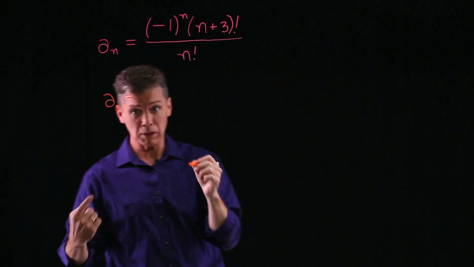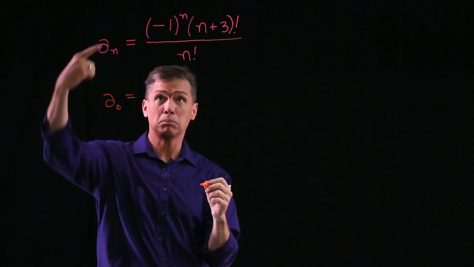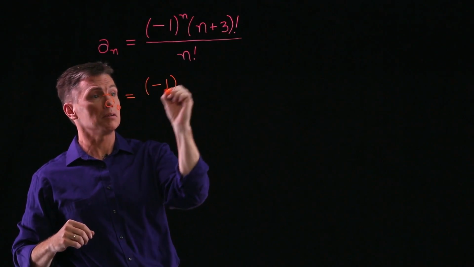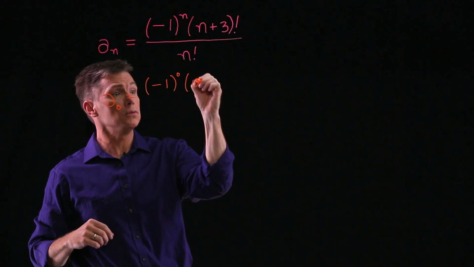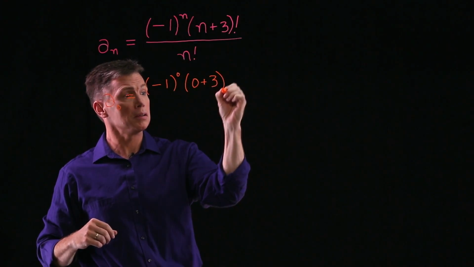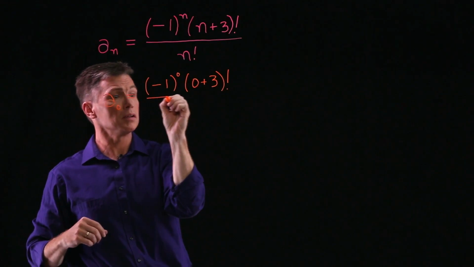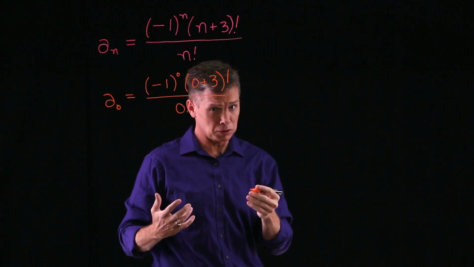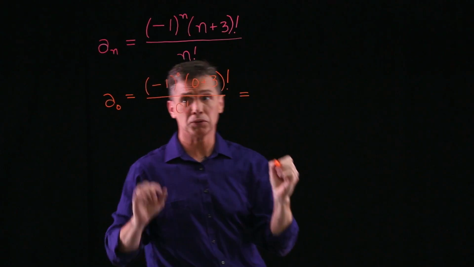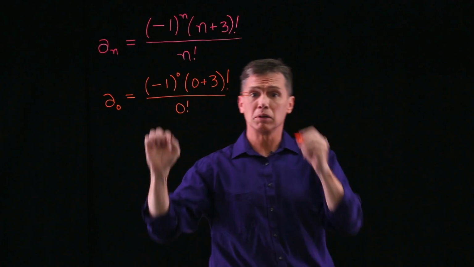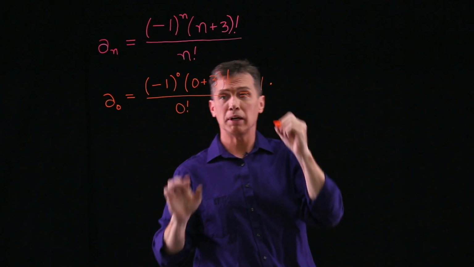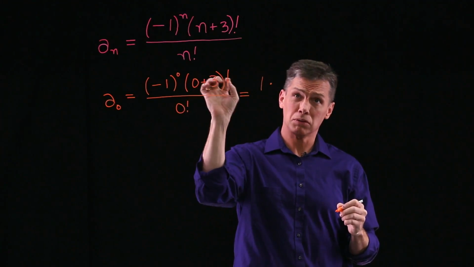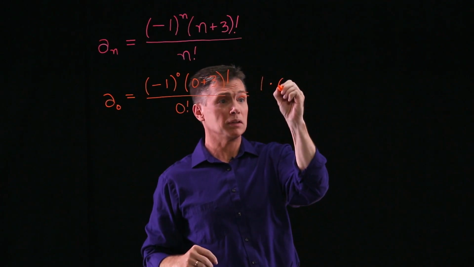And I kept calling it a formula because now you just take that subscript and plug it in wherever you see an n. Minus 1 raised to the 0, 0 plus 3 factorial, and then 0 factorial downstairs. And of course simplify. So this equals negative 1 to the 0 is just 1. Multiply. 0 plus 3 is 3. 3 factorial, that's 3 times 2 times 1. That's 6.